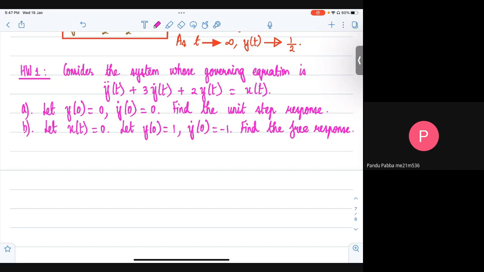Okay, so please do this homework. I will give you instructions on how to submit it shortly. So this is your homework number 1, which you need to submit. Any questions on this?